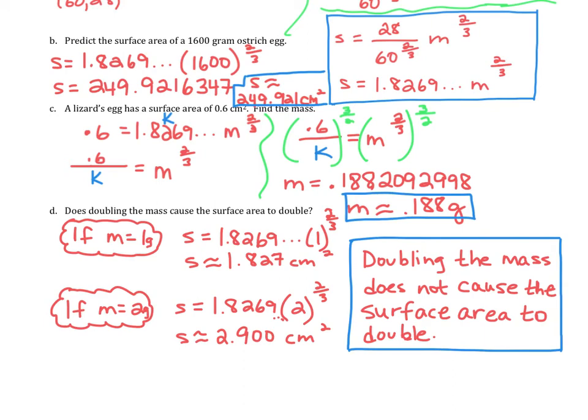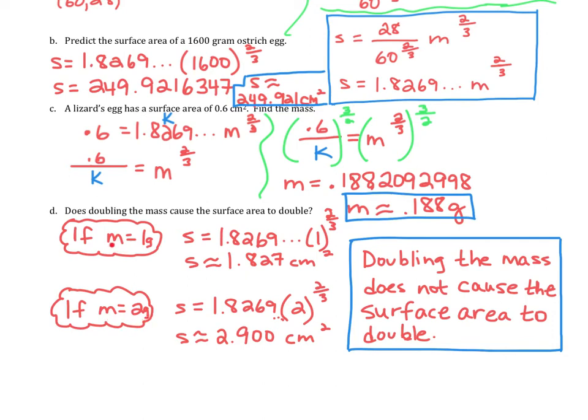In part D, does doubling the mass cause the surface area to double? So there are various ways in which you could approach answering this question, but we do require algebraic work to be shown. So one way you could do it is as follows, and certainly we would want you to use your equation to help you answer this question. So one way that we could approach it is as follows. Let's say we pick a value for the mass. Let's say we pick 1 gram. All right, well, if we double it, obviously that would be 2 grams.